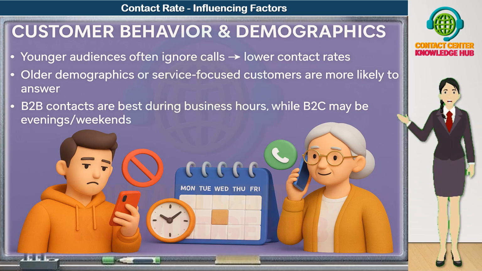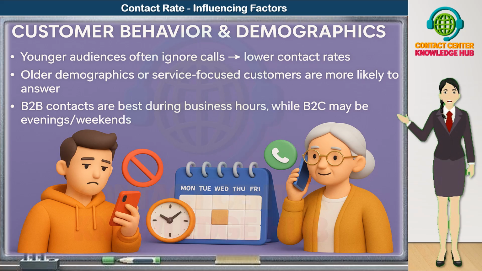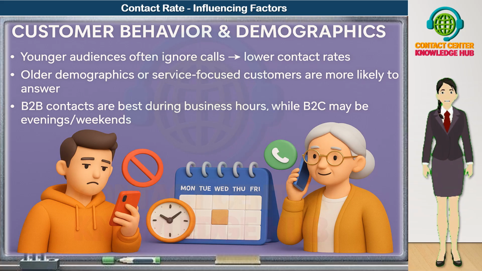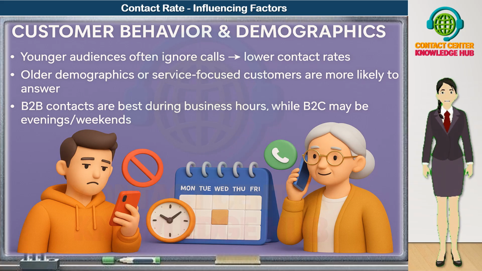In contrast, older demographics or service-oriented customers tend to answer calls more frequently, especially when the outreach feels relevant or familiar. The same applies for B2B contacts. The best time to call is usually within standard business hours, while B2C campaigns perform better in evenings or weekends when customers are more available and relaxed. By aligning your dialing strategy with the behavioral patterns and lifestyles, you move from random outreach to targeted engagement, resulting in stronger, more consistent contact rates.